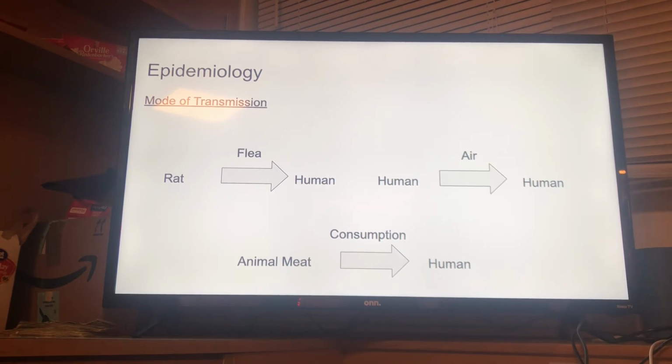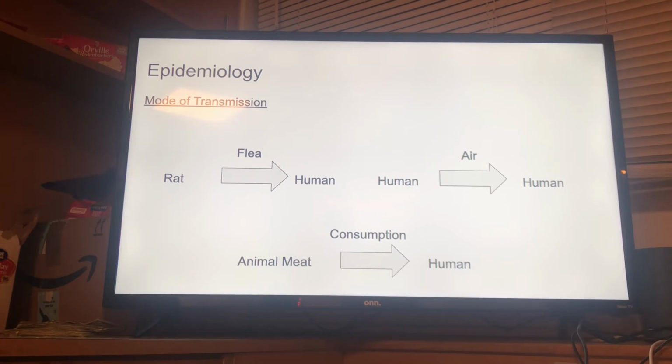Secondly is pneumonic, from human to human by direct air contact. That could also be with an animal though. If the animal or human has the pneumonic strain of the disease, they could breathe on you, or you might somehow indirectly contract air droplets or germs from someone, and then you'll end up with the pneumonic strain.